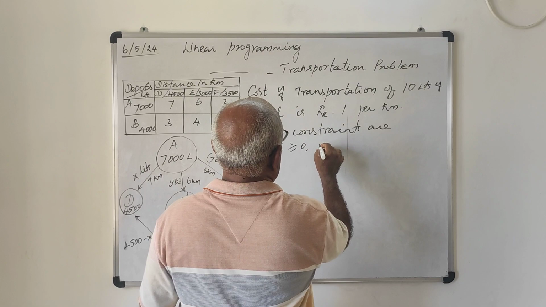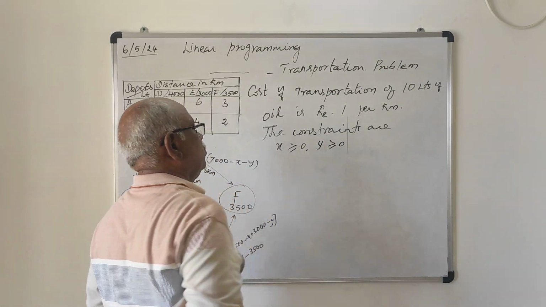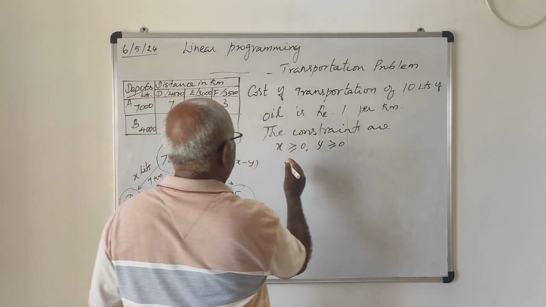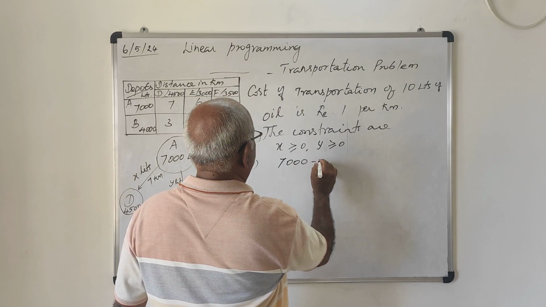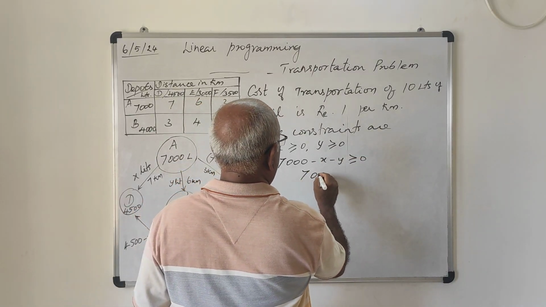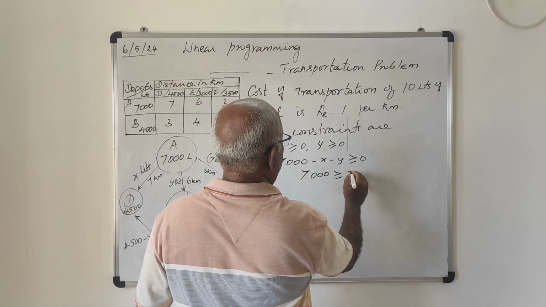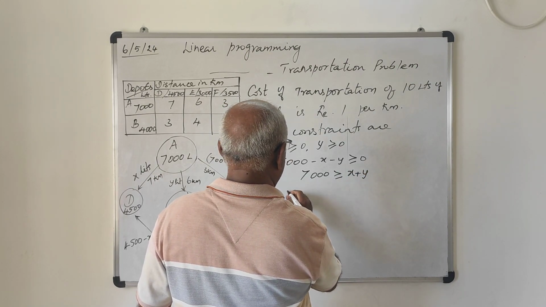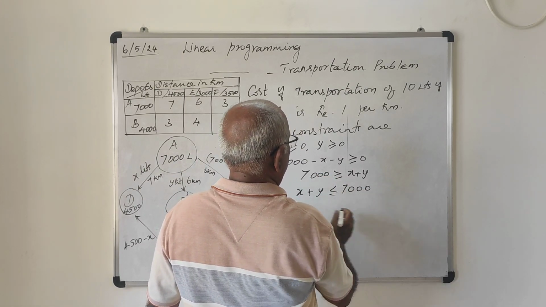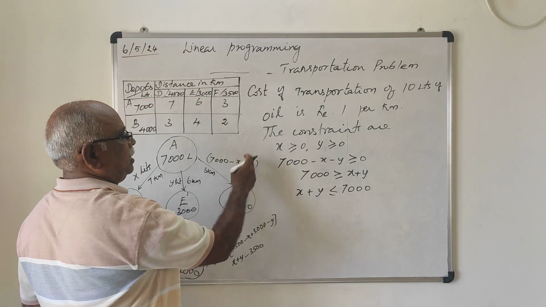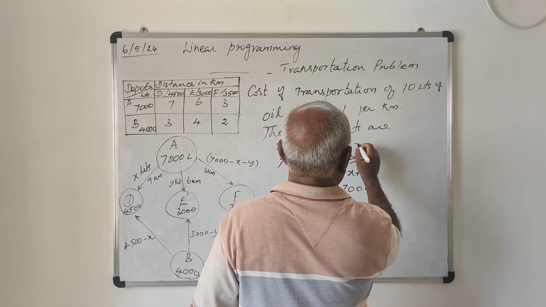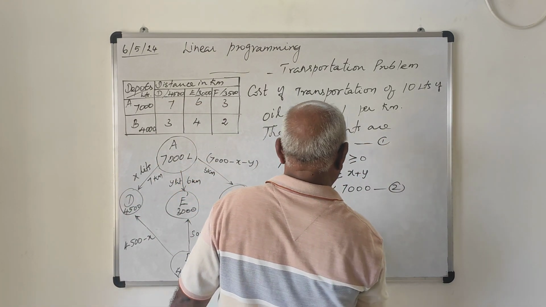X greater than or equal to 0, Y greater than or equal to 0. X and Y are non-negative, and 7,000 minus X minus Y is greater than or equal to 0. From this I get 7,000 greater than or equal to X plus Y, or X plus Y is less than or equal to 7,000. You can write this 7,000 minus X minus Y is positive. These are the constraints of the problem 1, and this is equation 2.